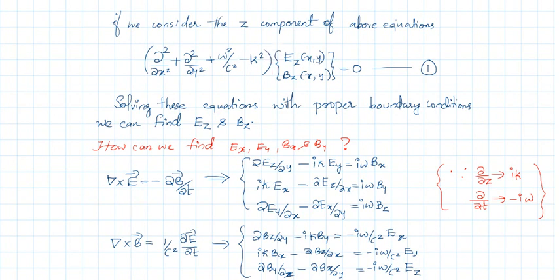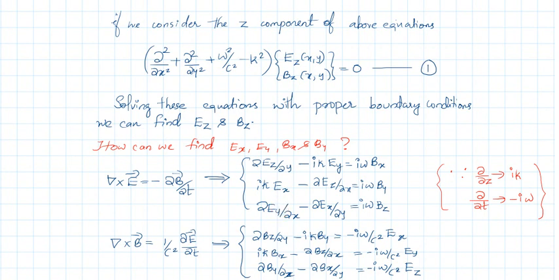So if we have a boundary condition for Ez and Bz, we can solve this equation in order to find Ez and Bz. Now, our aim is to find all the components. So we need to find Ex, Ey, Bx, By. How can we find those four components? We have the Maxwell equation, del cross E equals minus ∂B/∂t. In component form, that becomes these 3 equations.